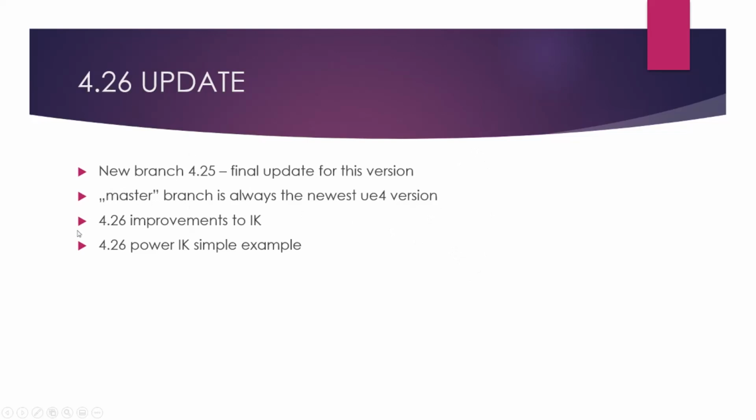So the master branch will be the newest version, whatever it will be. Right now it's 4.26.0. I also made some improvements to the IK system itself, so the nodes that were already in place. And I also added two new plugins that it will ask you to download from Marketplace. Both of those plugins are forever free. One of them is called Power IK, and the second one is Easy Ballistics. Easy Ballistics will get its own tutorial, but today we will cover Power IK, simple foot placing example. So let's begin with that.